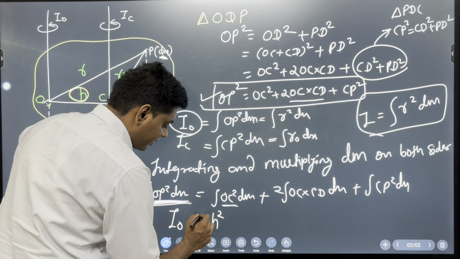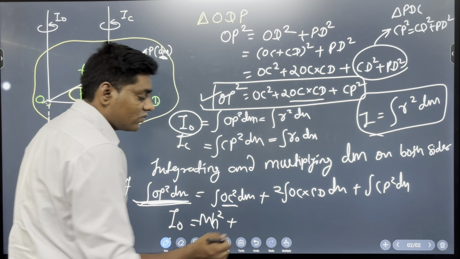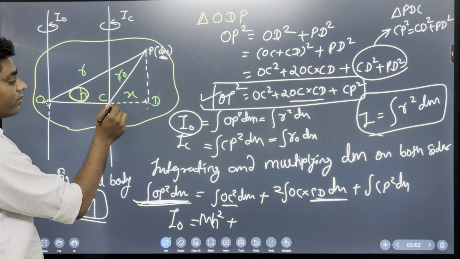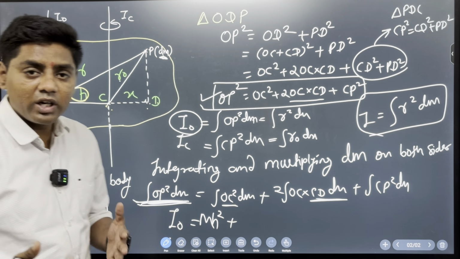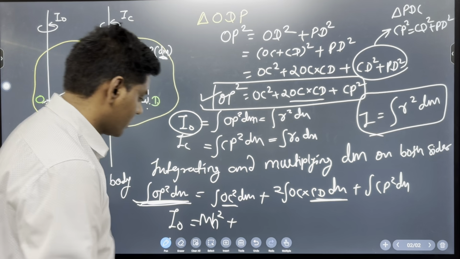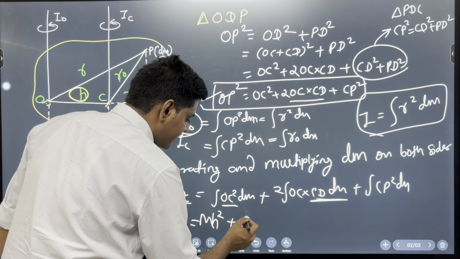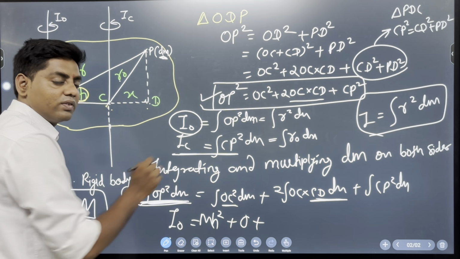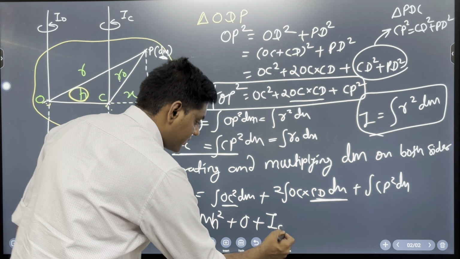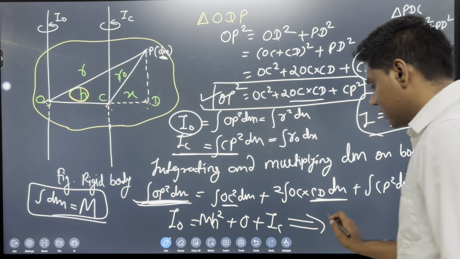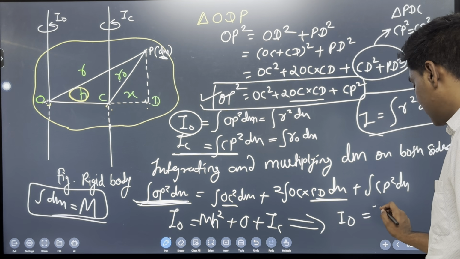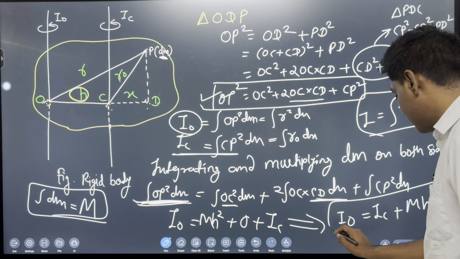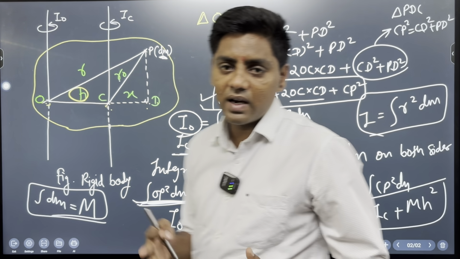So now here we get capital M plus the integration of CD dx. Remember, the moment about the center of mass is always zero. So therefore that quantity is completely zero. And what is the remaining quantity? Integration CP square dm. This is the answer of IC. So what is the final answer? I naught is equal to IC plus M H square. So this is the mathematical proof of पैरेलल एक्सिस थ्योरम.